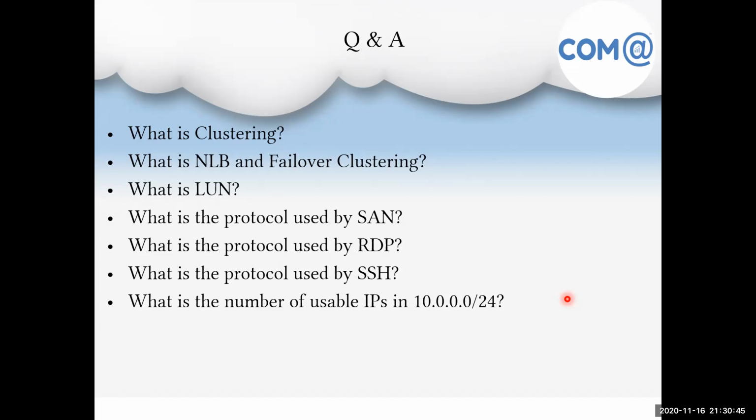Can you explain why, sir? Usually the first IP is the network IP, and the 255 is the broadcast IP, so that cannot be used. So 254 IPs are usable even in the physical network. And out of 254, one IP will be used for the gateway, one IP will be used for DNS, and one IP will be used for DHCP. So 3 IPs will be used, and the remaining 251 IPs will be usable for us.